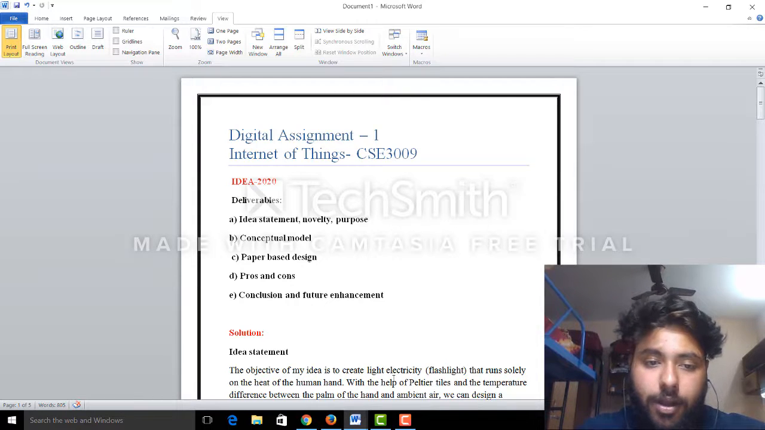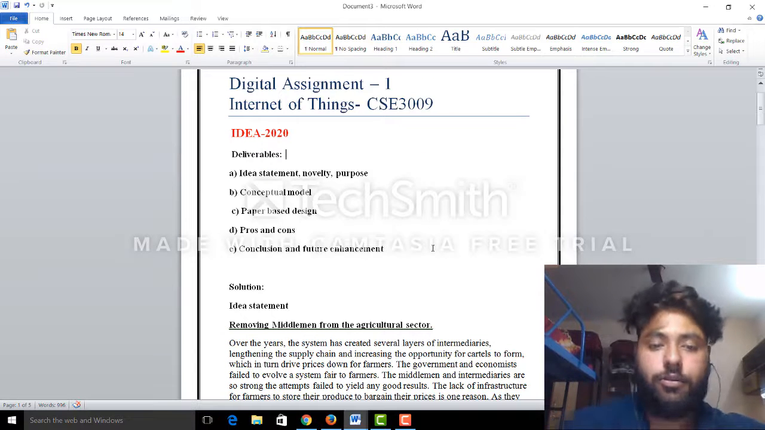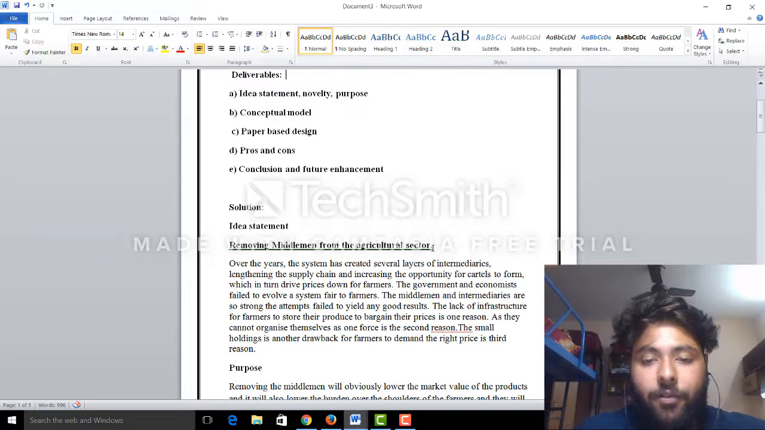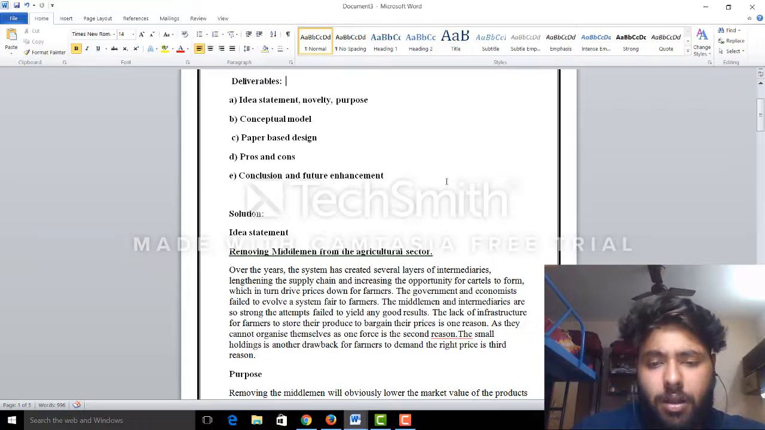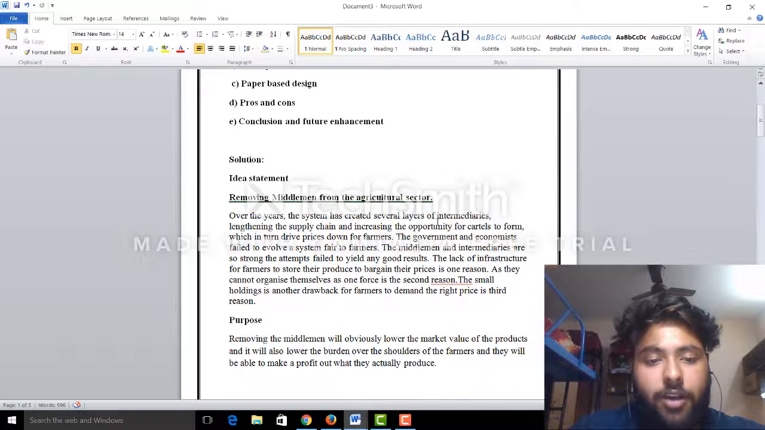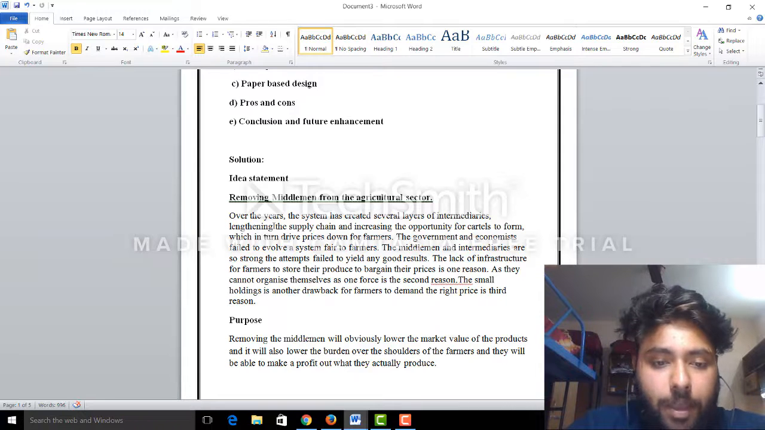I had another idea for 2020. I'd like to share that idea with you, sir. So my idea statement is removing middlemen from the agricultural sector. It's one of the most common ideas, but till now no one has successfully executed it. So what my idea was, first, I'll talk about the abstract of the idea.